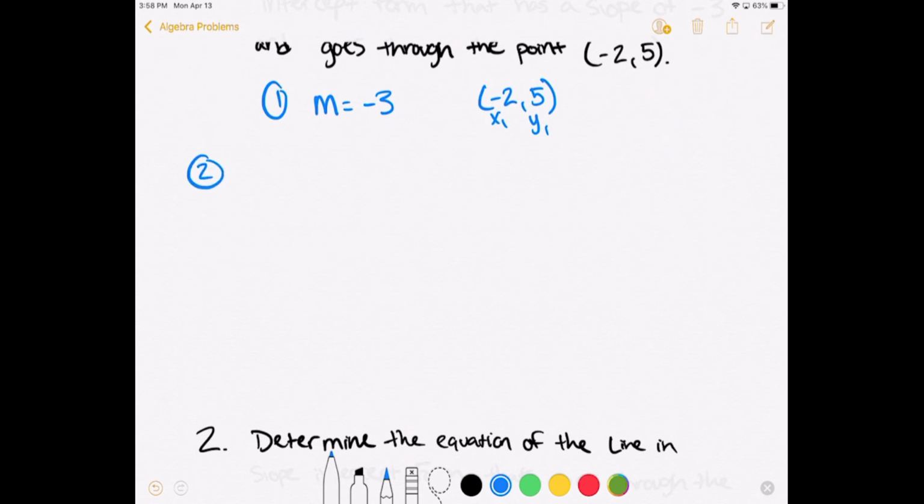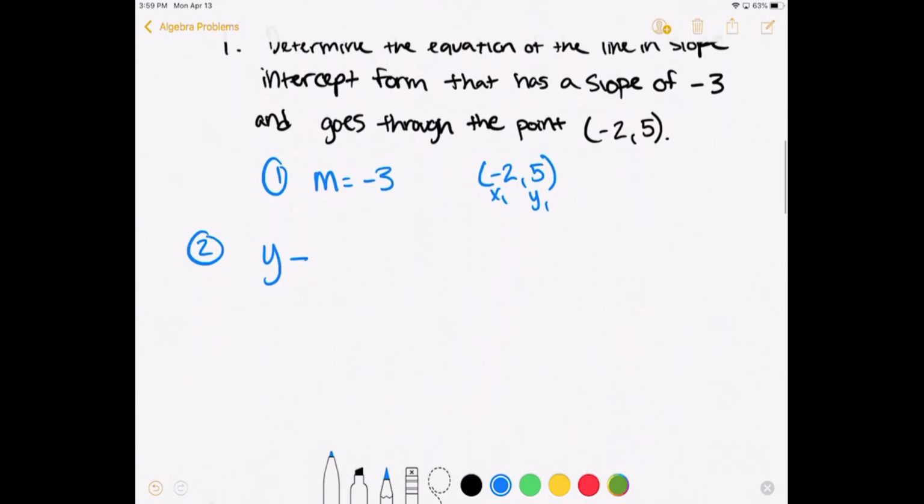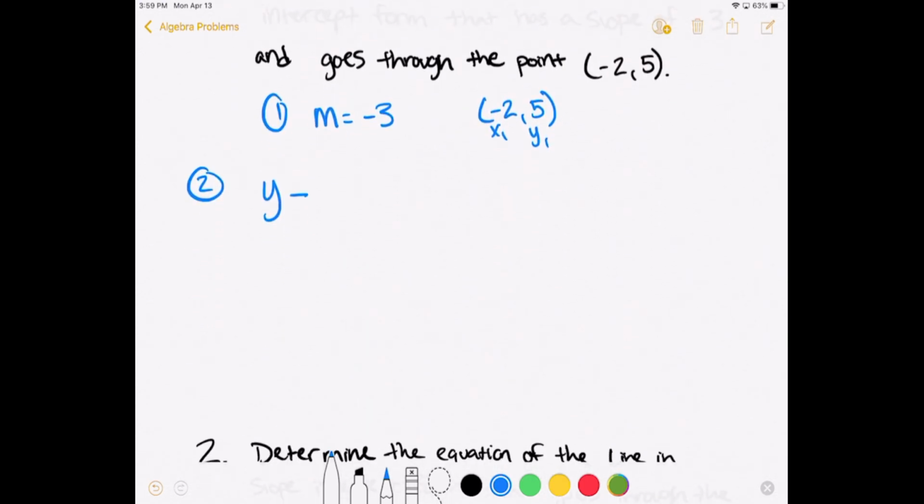Step 2 is using point-slope form, this equation right here. So y minus y1, that's why I labeled the point they gave us. y1 is the 5. It equals my slope, which we already said was -3, parentheses, x minus x1. In this case, x1 is -2. So that looks weird. That says x minus a -2. We don't want to do that. We know that minus a negative turns into a positive, so we'll just go ahead and fix that.